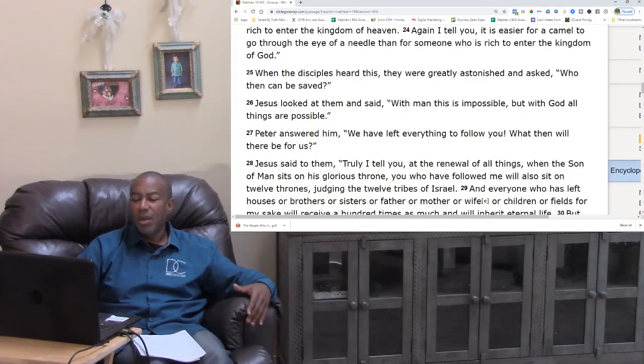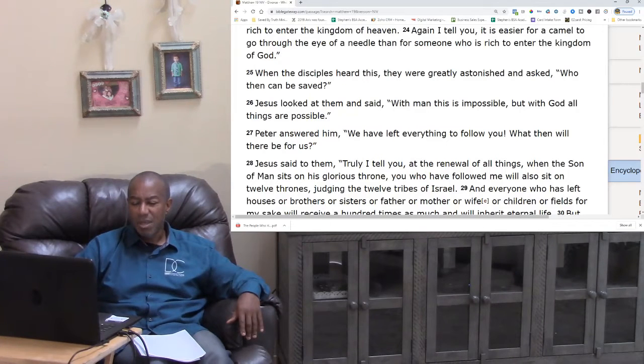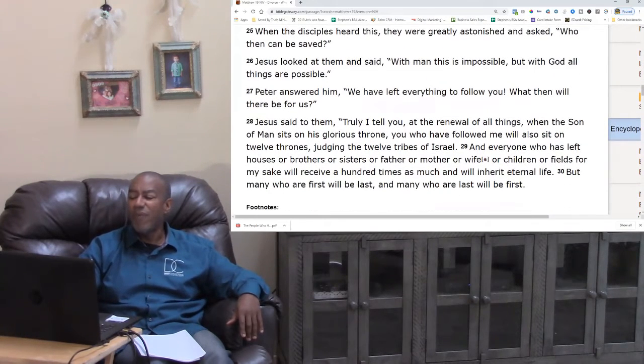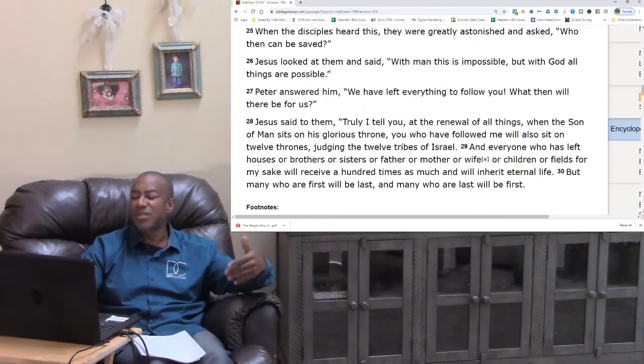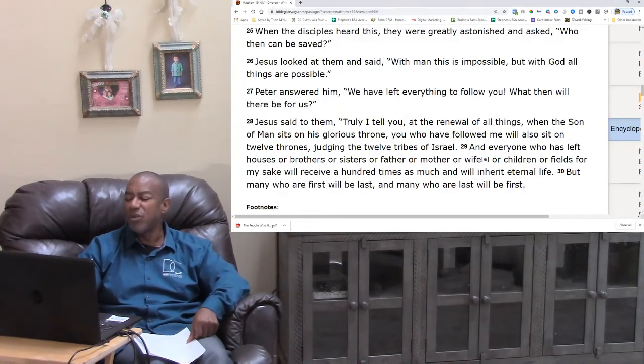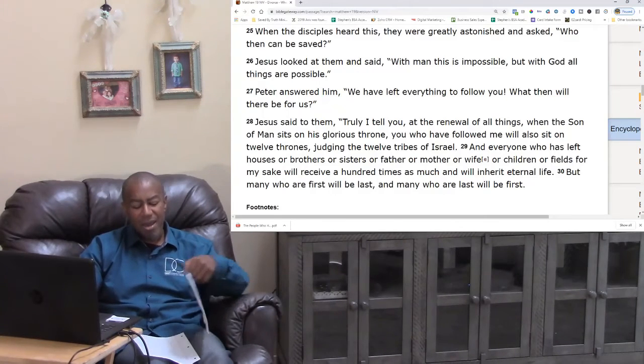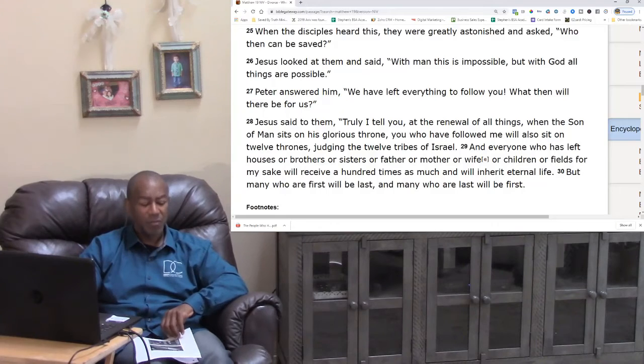Peter answered, we have left everything for you. What then will there be for us? Jesus said to them, truly I tell you, at the renewal of all things, when the Son of Man sits on his glorious throne, you who have followed me will sit on twelve thrones, judging the twelve tribes of Israel. And everyone who has left houses or brothers or sisters or fathers or mothers or wives or children or fields for my sake will receive a hundred times as much and will inherit eternal life. But many who are first will be last, and the last will be first.